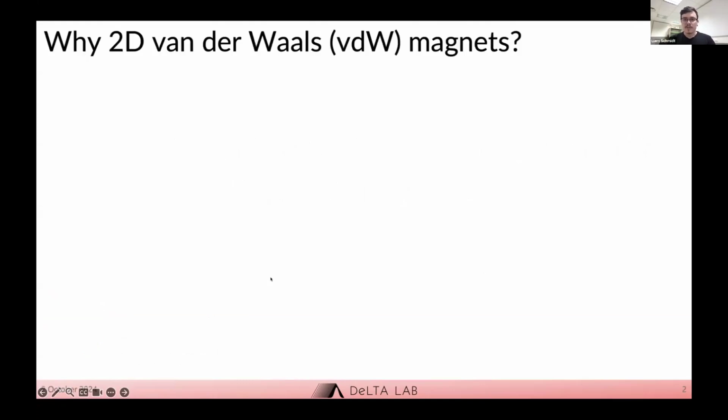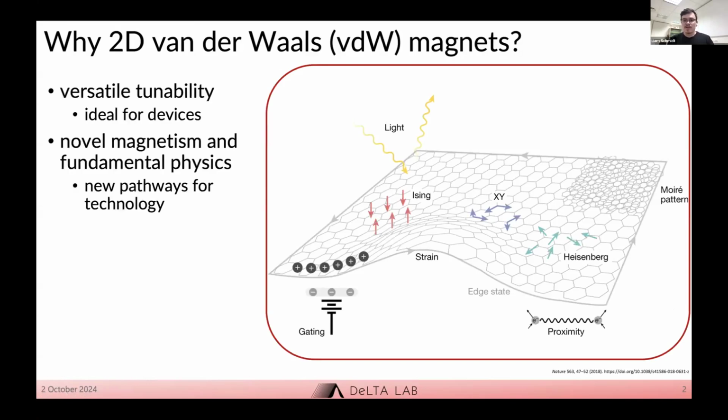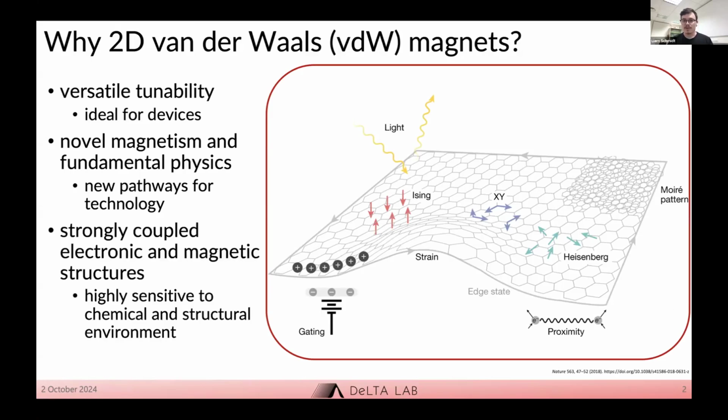So why are we interested in 2D magnets? Two-dimensional van der Waals magnets have gained significant attention in recent years. They're versatile and tunable, making them ideal candidates for a wide range of devices, including spintronics and multiferroics. These materials also have strongly coupled electronic and magnetic structures, leading to novel ground states. They're also highly sensitive to changes in their chemical and structural environments, which makes them unique platforms for exploring fundamental physics and technological applications.